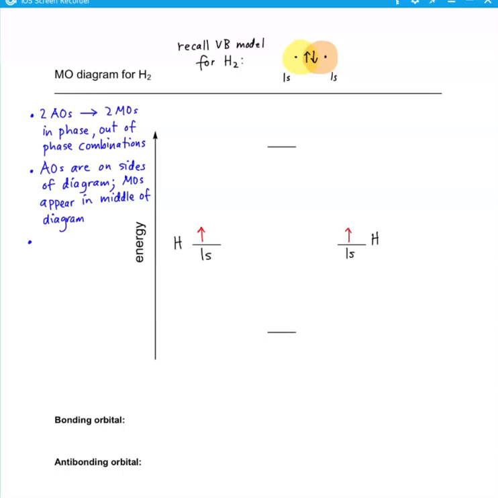Okay, and then finally, what we're going to see is that the electrons in the diagram appear twice. They're going to show up in two places. So we include them in the atomic orbitals that we're going to combine to create our new molecular orbitals, but we also show them in the molecular orbitals that are the results of that combination. So the electrons appear once in the atomic orbitals and again in the molecular orbitals.